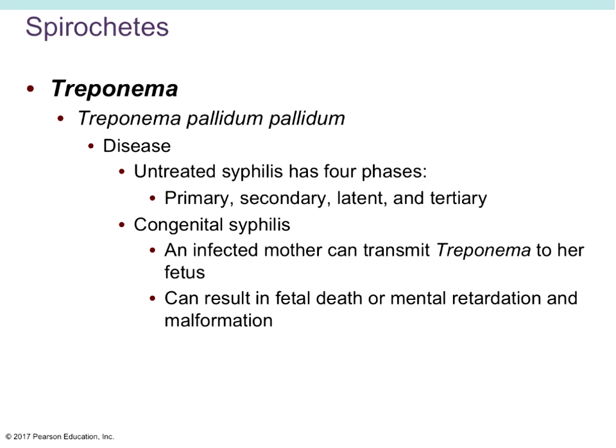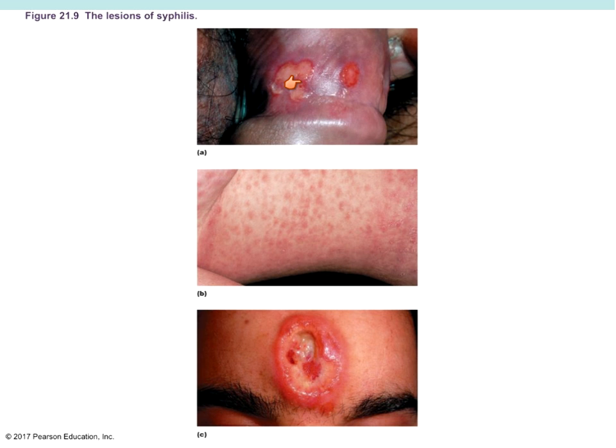So in this picture here, we're looking at those cankers that we associate with primary syphilis, the widespread rash over the body in secondary syphilis, and then this gumma, which is this kind of rubbery, very painful-looking lesion that we see on the skin or the bones in tertiary syphilis.